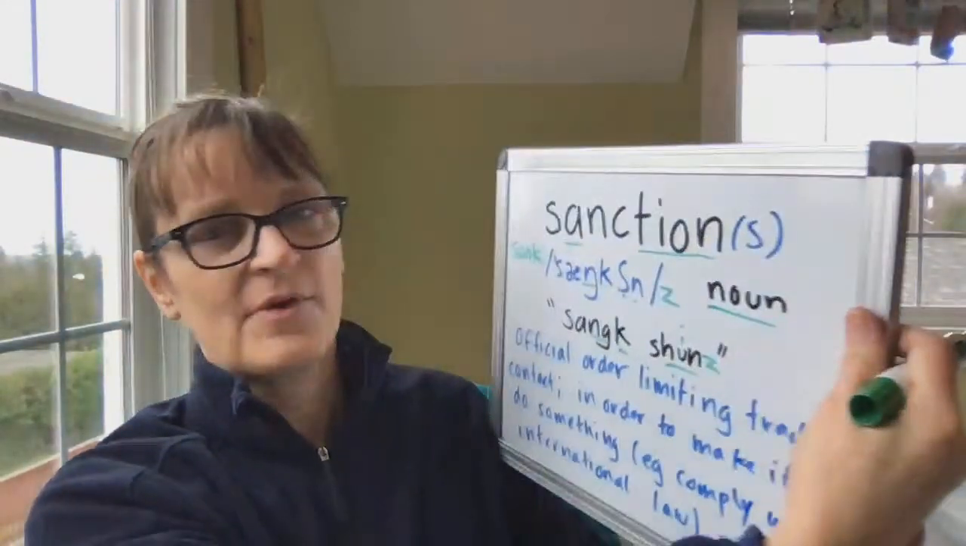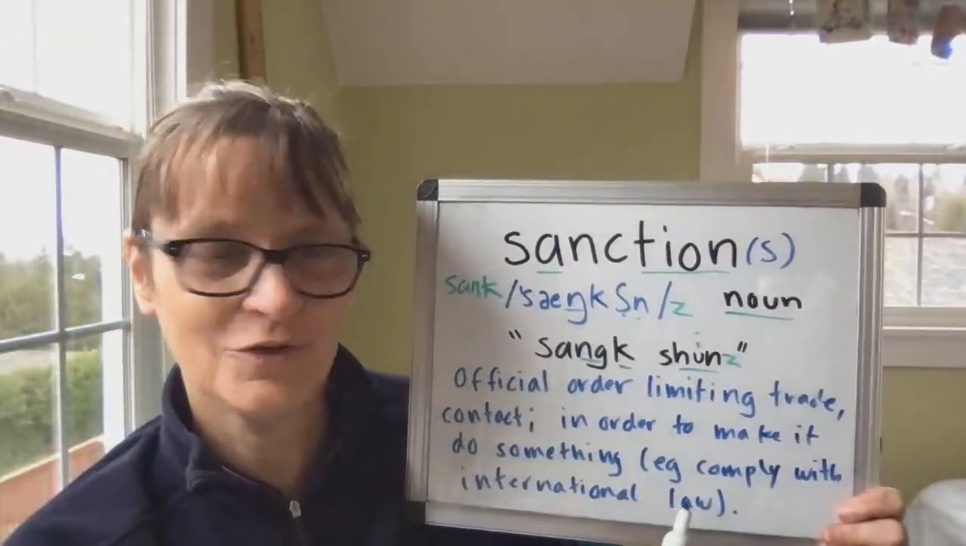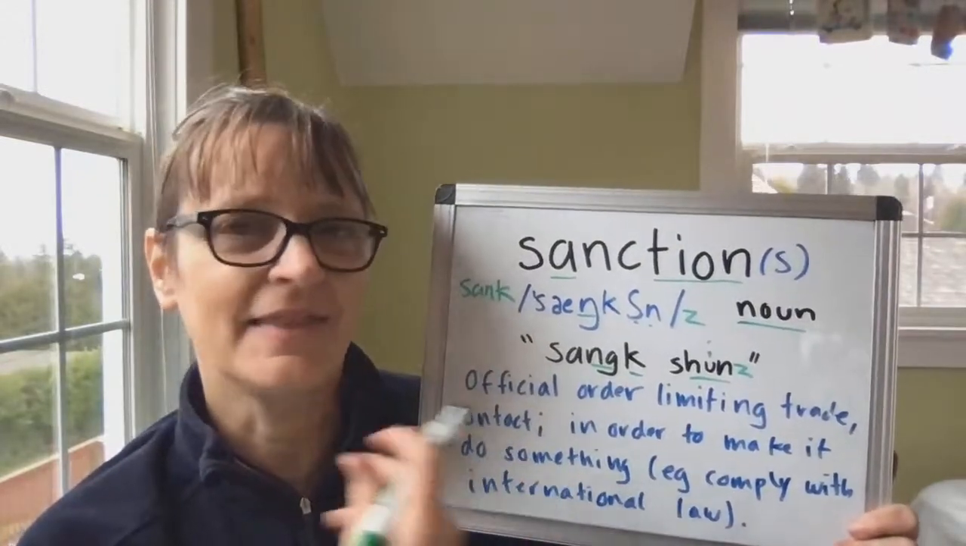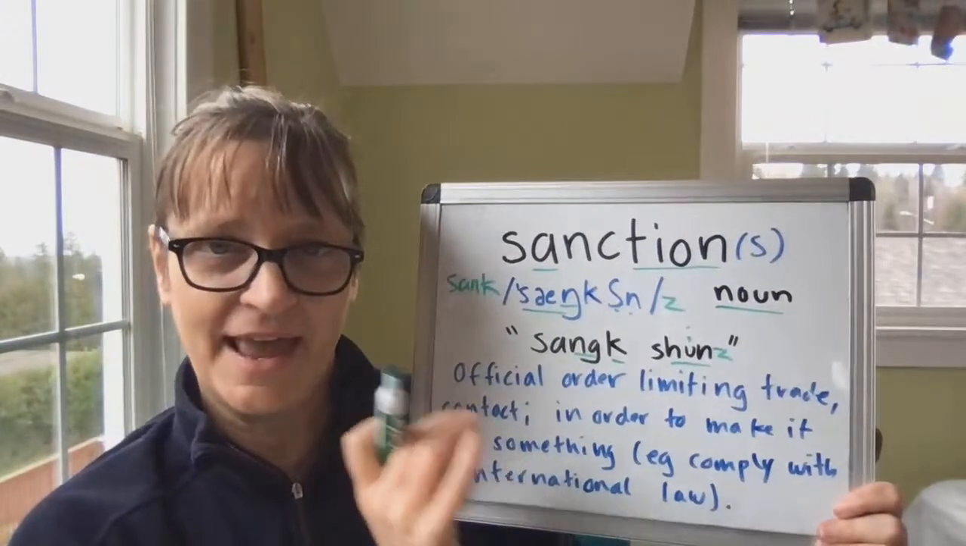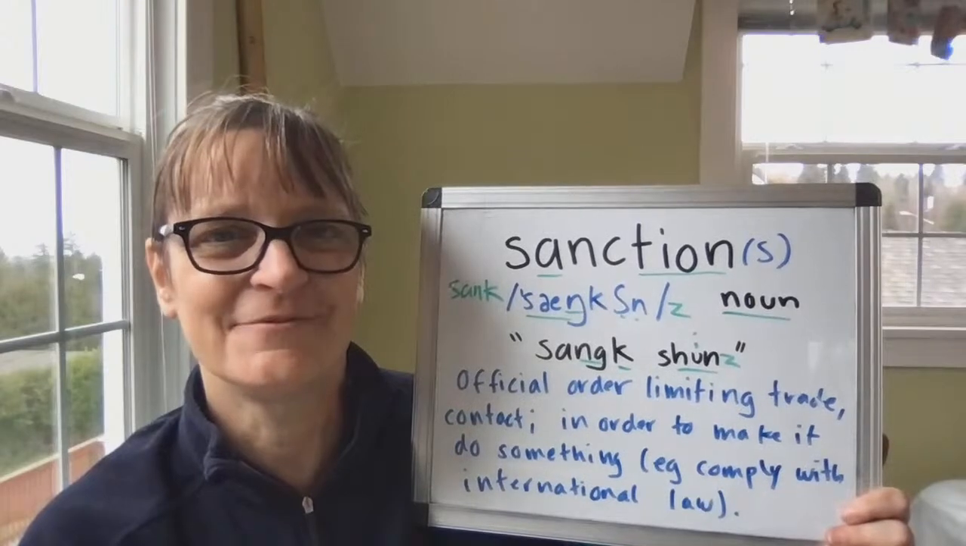If you're looking at practicing the pronunciation of sanction, just look at the sounds, think about the word sank and sang. That's going to help you get the first part of the word. That's where the stress is as well. So sang is long, sank is long, and shun is short and reduced.